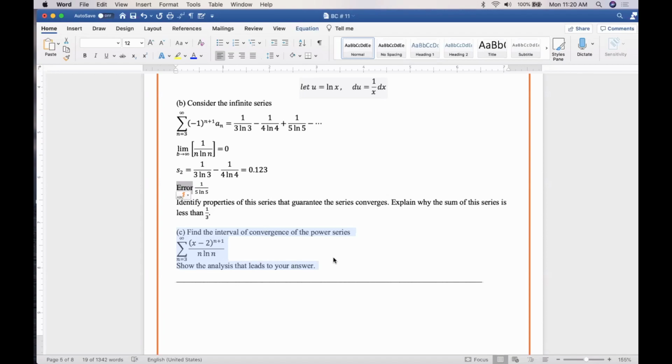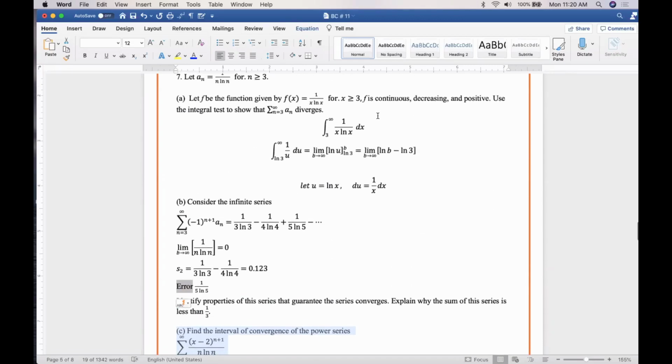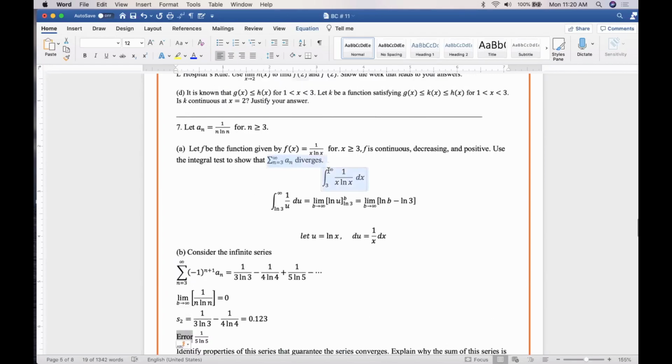Also for B, would it be conditionally convergent? This would be conditionally convergent, yes. And how do you know the divergent part? Because I proved it in part A. All right.